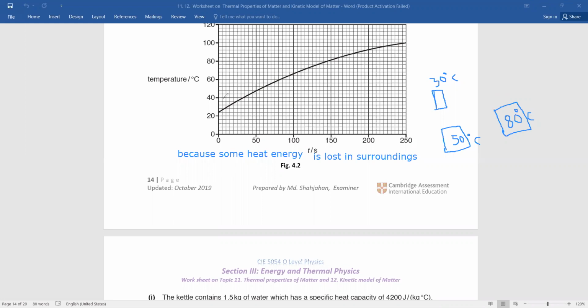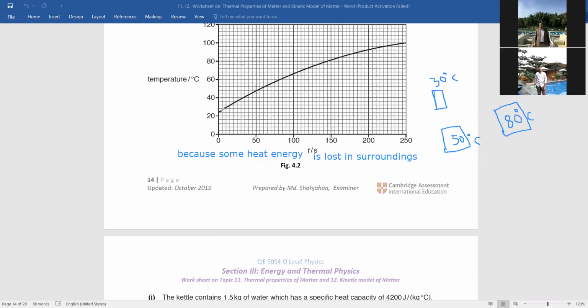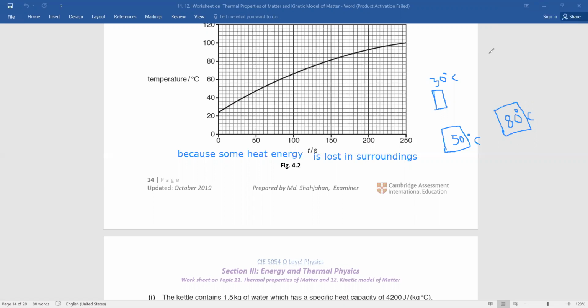And you see in our graph, we have the temperature at the beginning 24 degrees, then we have 40 degrees, 60 degrees, 80 degrees, then at last we have 100 degrees. So at the more higher temperature, faster loss of thermal energy in the surroundings. Is it clear now?